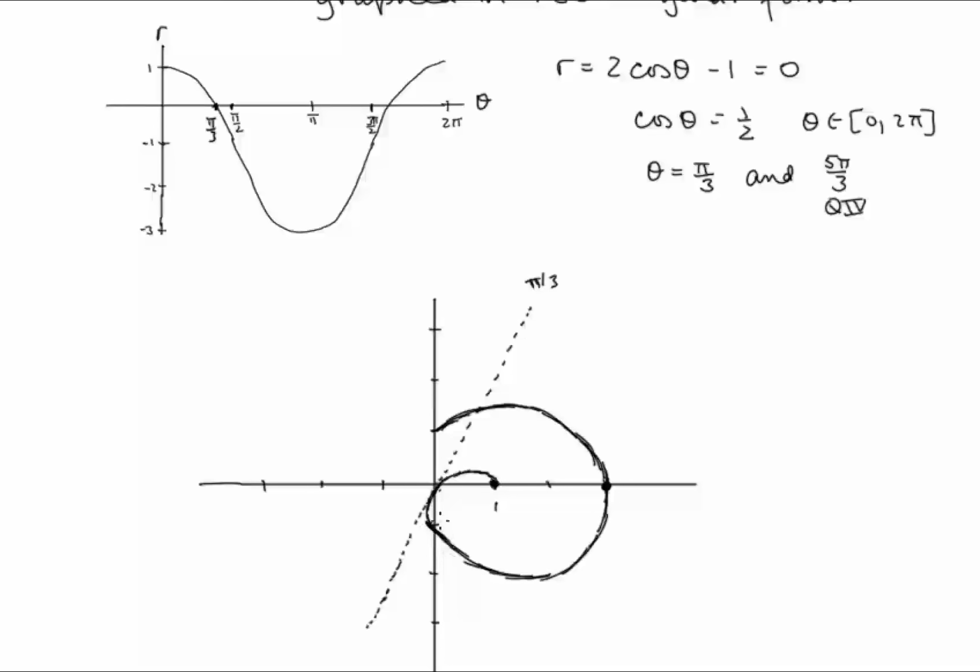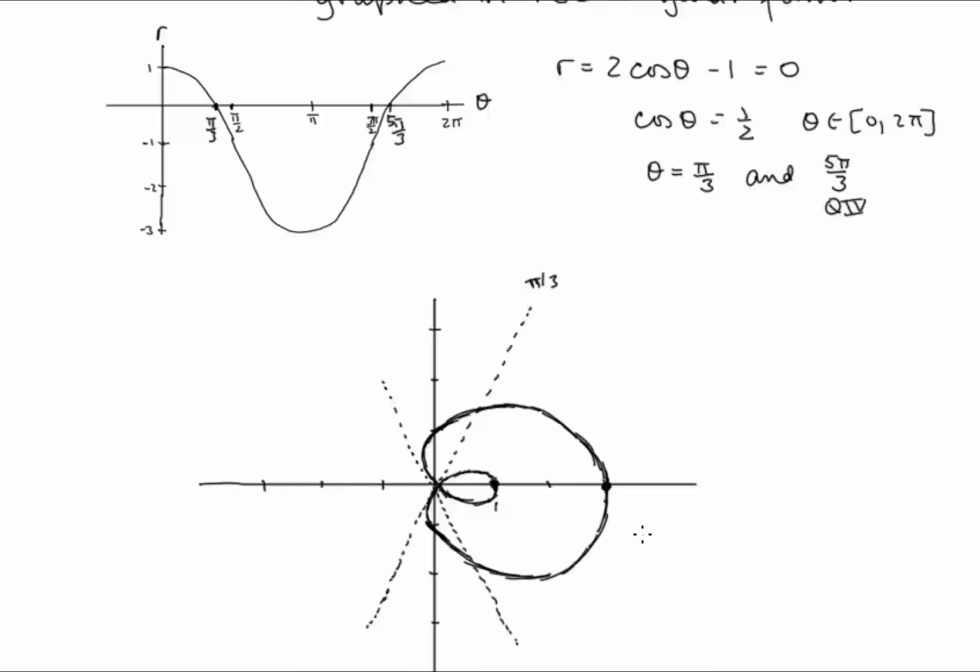So when we're facing the negative y-axis, that's 3 pi over 2, we have a radius of negative 1. So we're here. Now we're going from negative 1 to 0 as theta goes from 3 pi over 2 to 5 pi over 3. Right, that's what we found here. So 5 pi over 3 is here, and as theta goes from 3 pi over 2 to 5 pi over 3, we're going from negative 1 to 0. From 5 pi over 3 to 2 pi, we're going from radius of 0 to radius of 1.